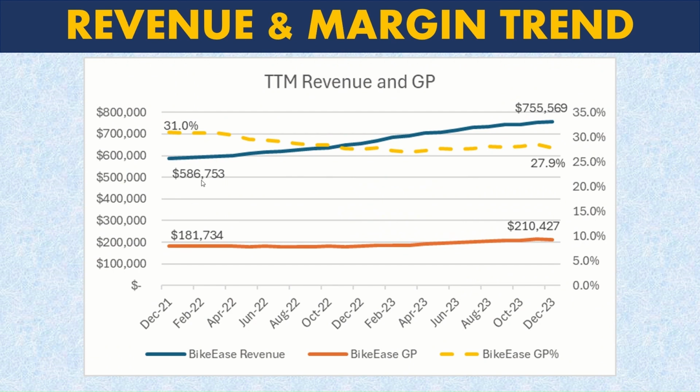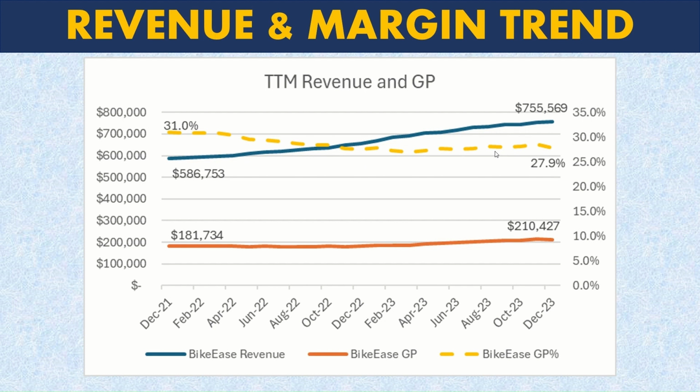As you can see, revenue was $586 million in December 2021, which has now increased to $756 million in December 2023. Gross profit, on the other hand, did increase, but not by the same trend. And that's why you see the gap between the two lines widening. That's where your gross profit margin comes into play. The gross profit margin used to be 31%, and now it's dropped to 27.9%.